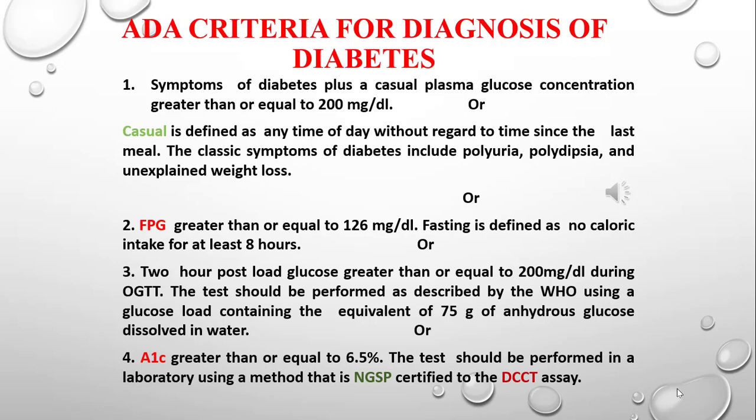The fourth point is A1C, that is the glycated hemoglobin, greater than or equal to 6.5%. The test should be performed in a laboratory using a method of the National Glycohemoglobin Standardization Program that is certified to the Diabetes Control and Complications Trial.